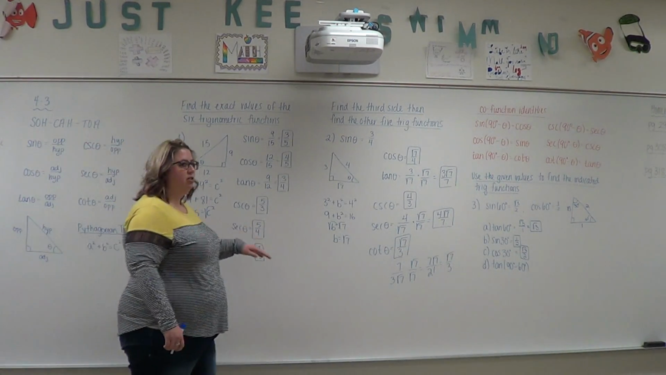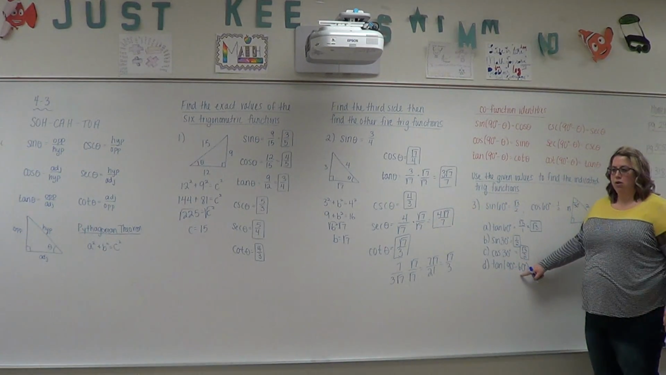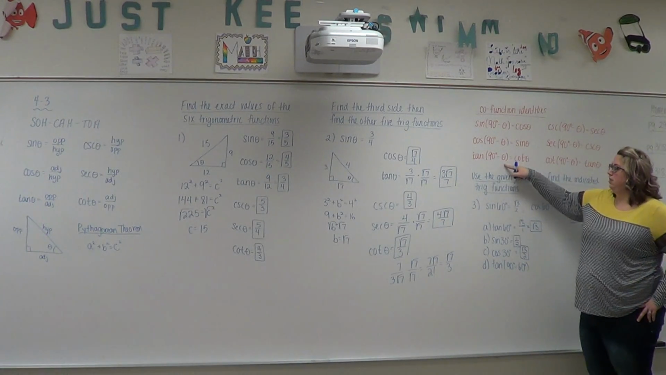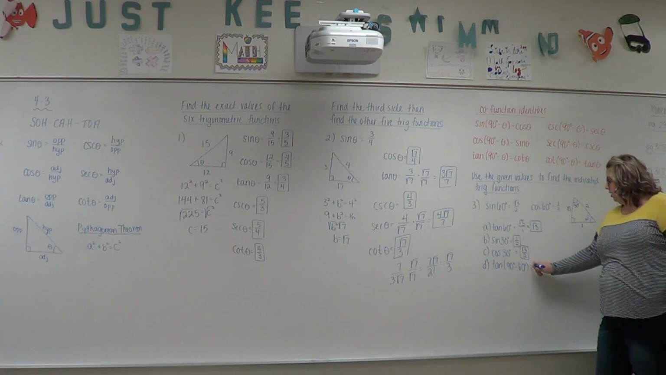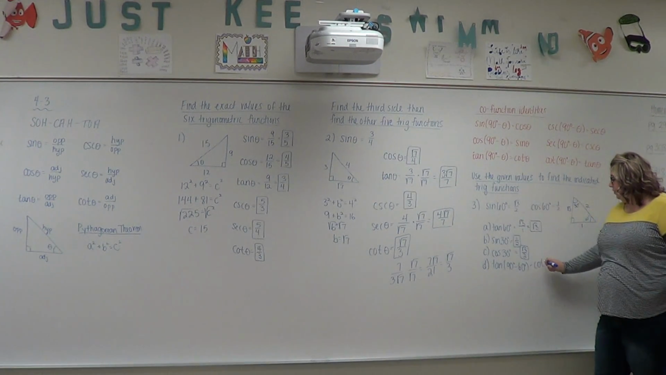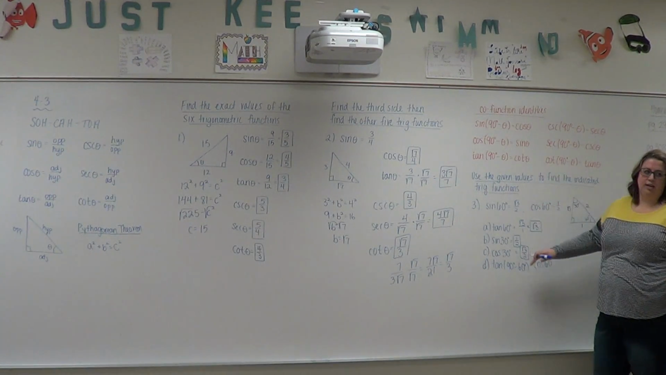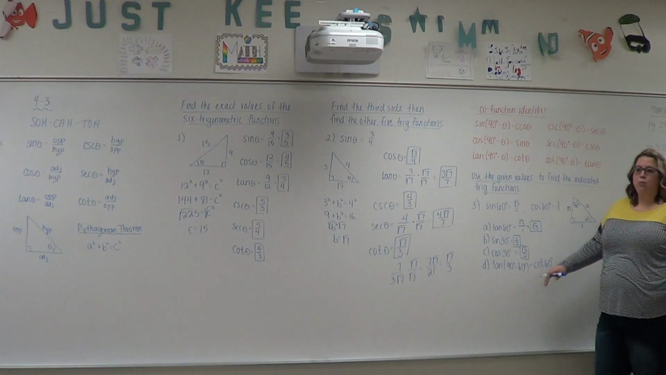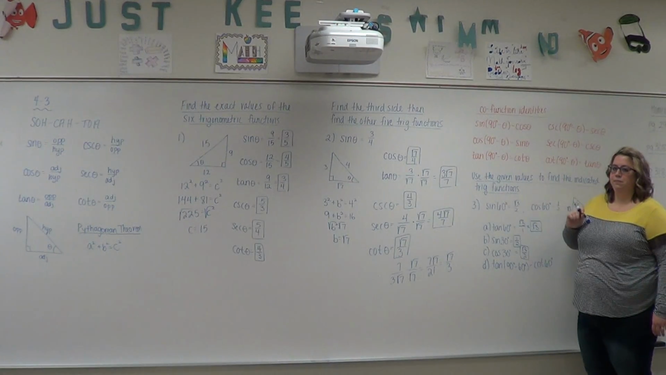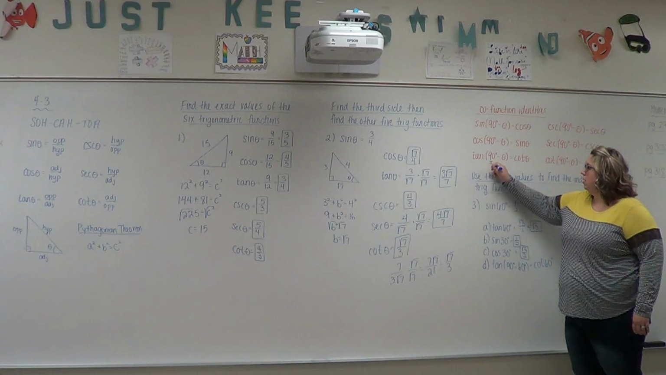Okay, then the last one, this is a cofunction identity. This is saying if I take 90 minus the angle, so we're going to find tangent of 90 minus an angle, that's the same thing as cotangent of whatever the angle is. We're actually finding the cotangent of 60 degrees. That's what the cofunction identities do. Okay, what's 90 degrees in radians? Pi over 2. So you could also see pi over 2 minus theta.